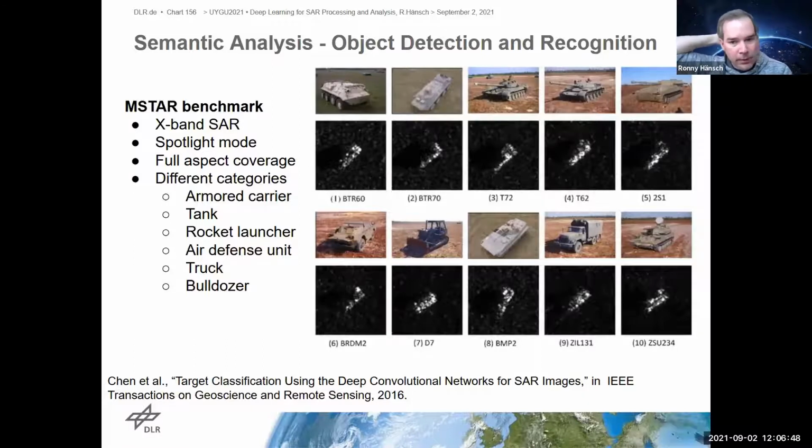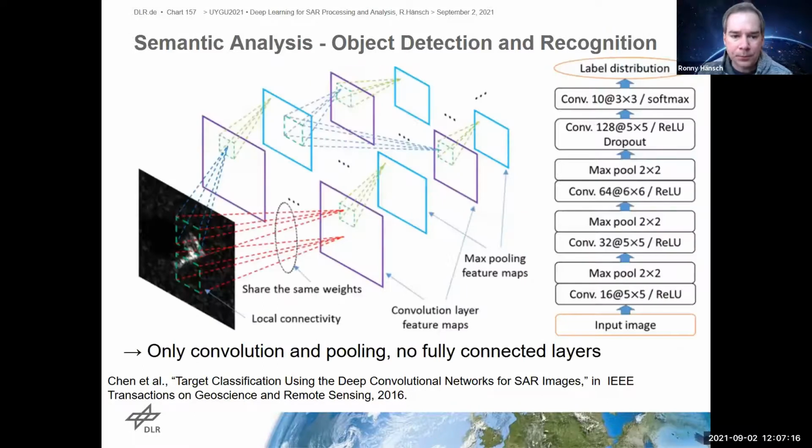All right, but now let's talk a little bit about semantic analysis, and let's start with object detection and recognition. So this is one of the standard data sets in the field. It's called the MSTAR benchmark. It's X-band SAR images of military vehicles. So we have armored carriers, tanks, rocket launchers, and things like this, seen from different look angles as well, right? So it's a very interesting data set, and it has been extensively used for deep learning.